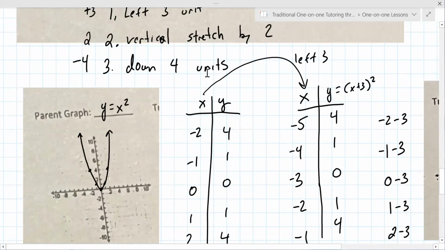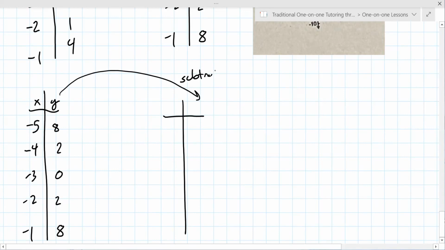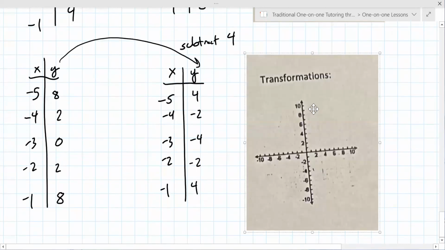Down 4 units. That affects the y again. So down 4 means all the y values you subtract 4. That's what it means to go down by 4 units. The x values stay the same, but the y values go down by 4. So that's 4, -2, -4, -2, and 4. Then we'll grab a final graph here of that.